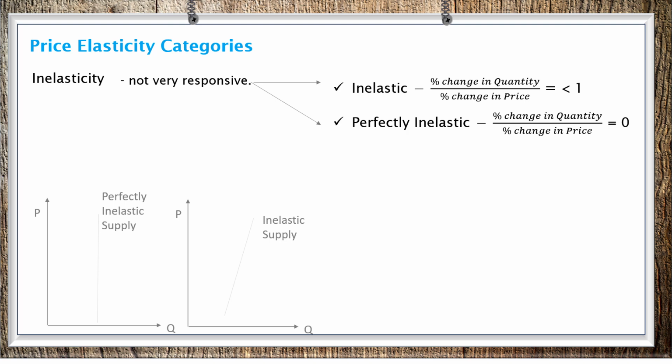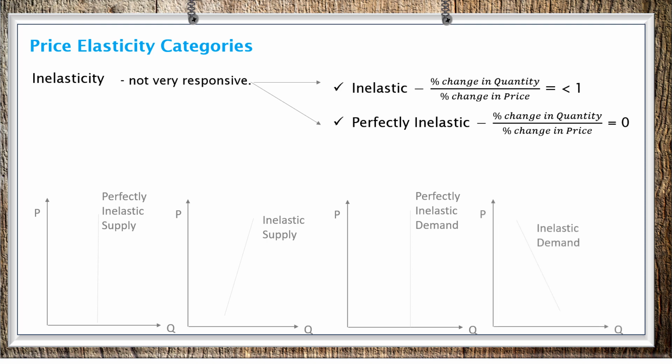Those are the graphs for supply. One is perfectly inelastic, whereby the quantity does not change despite the change in price. And the other one is inelastic, that shows very little response to changes in price. The graph for demand is similar. A perfectly inelastic demand does not change with changes in price, whereas inelastic has very little response to the changes in price.